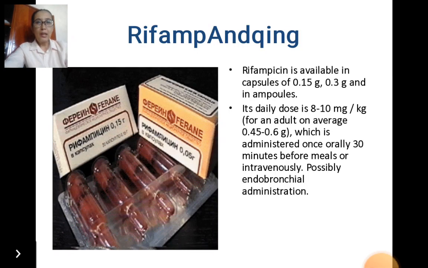Our second drug is called rifampicin. Rifampicin is available in capsules of 0.15 or 0.3 gram and ampoules. Its daily dose is 8 to 10 mg per kilogram. For an adult, on average it is 0.45 to 0.6 gram, which is administered once orally 30 minutes before meals or intravenously, possibly in endobronchial administration.